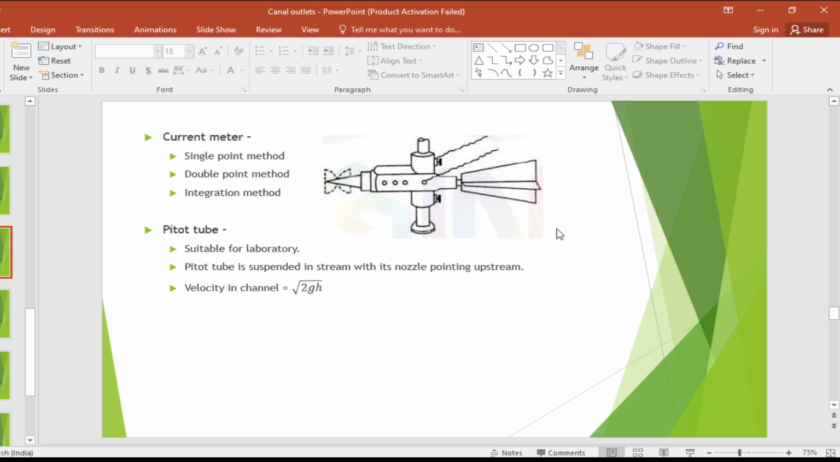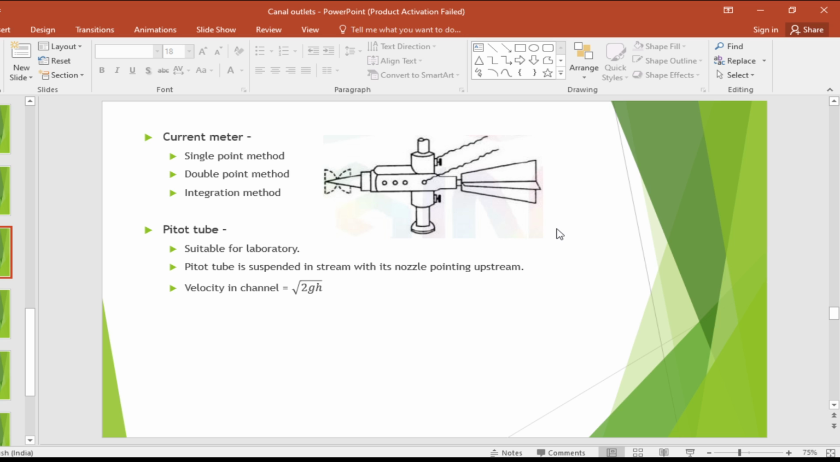Velocity in the channel is directly proportional to the number of revolutions, so the rating curve is a straight line. Now this is about the laboratory. Now how to use this in the field?